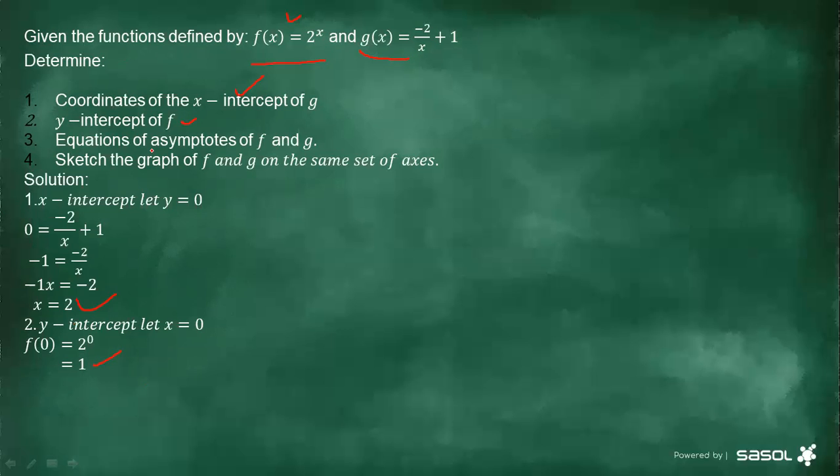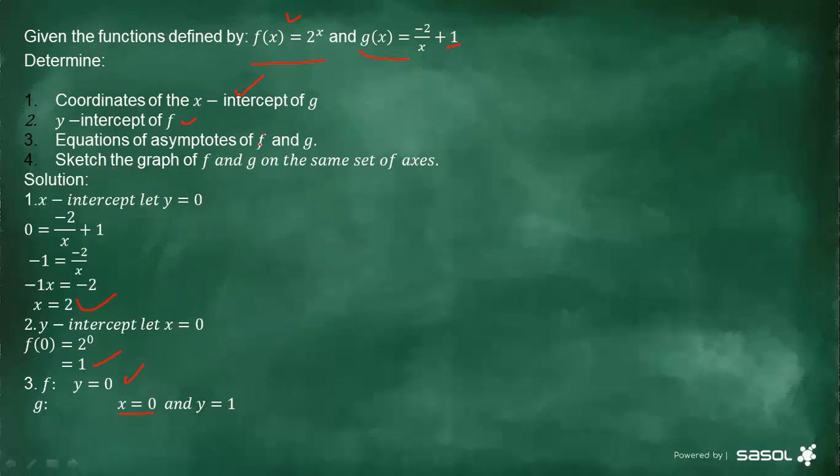Number 3, the equations of the asymptotes for f and g. Remember, for f we have only one asymptote, which is horizontal, and that value is y equals 0. That's number 1. For g, we have 2 asymptotes. The one for x will always be x equals 0; it will never change. And then y equals 1. You can see this value gives us the horizontal asymptote.